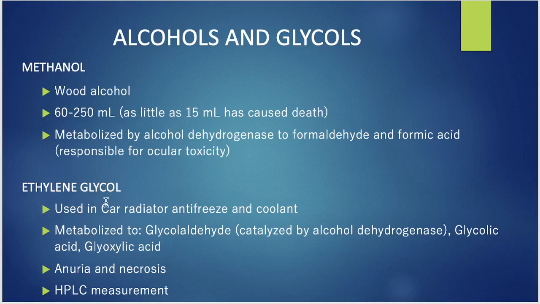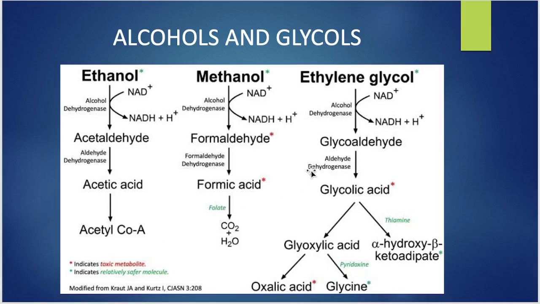Ethylene glycol, used in car radiator and antifreeze and coolant, is metabolized to glycoaldehyde, glycolic acid, and glyoxylic acid, and can cause anuria and necrosis. And in terms of measurement, this one, you are using your HPLC measurement. This is just a specialized machine, not just for ethylene glycol, but also for other different alcohols. So, please take note of this diagram.